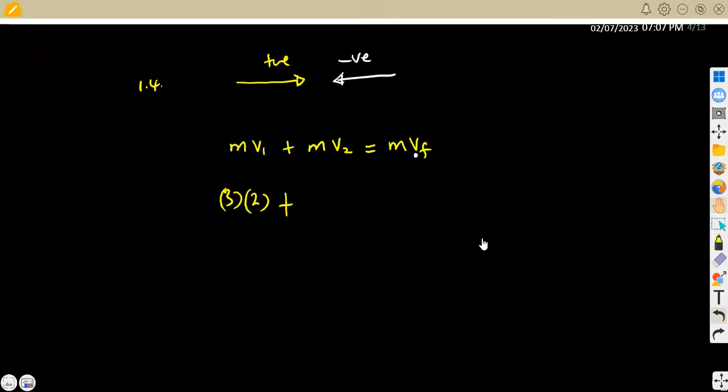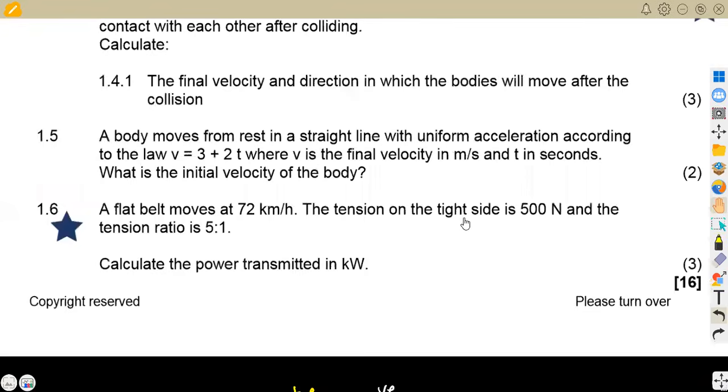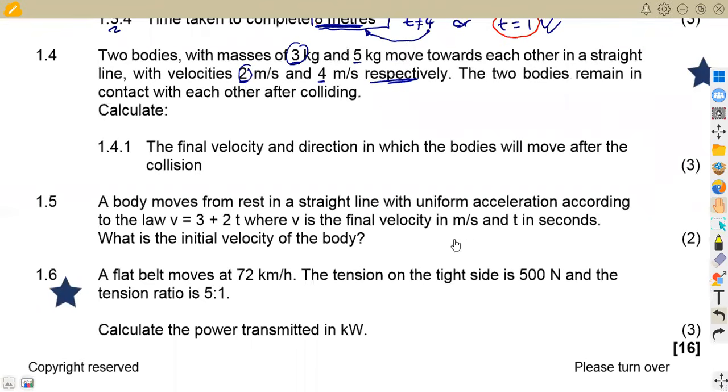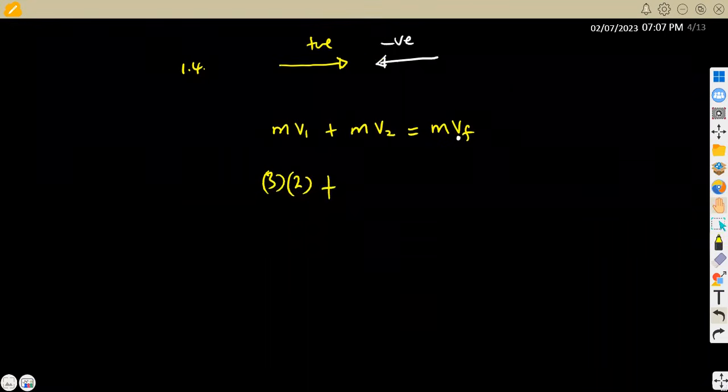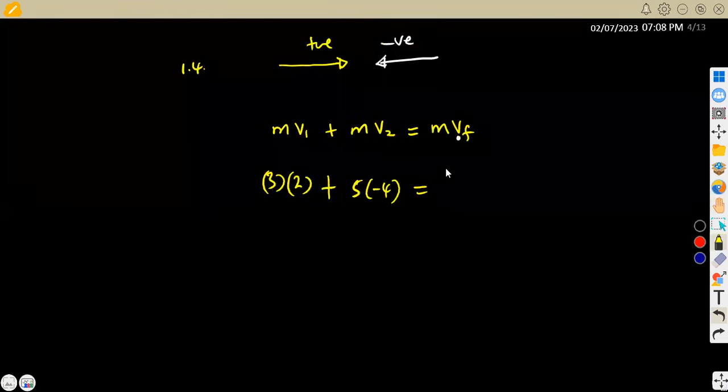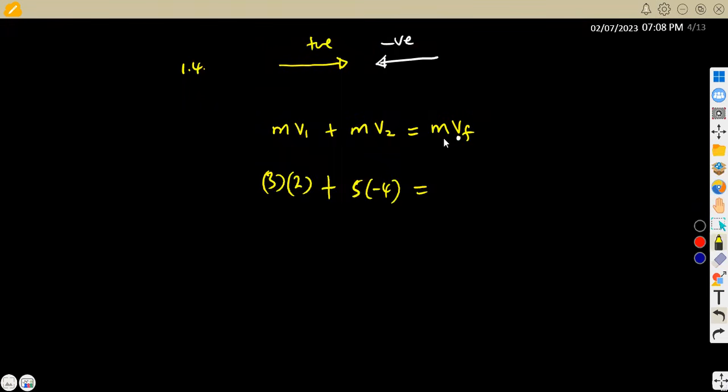Let's see what we are given there. We are given 5 versus 4, so it's going to be 5 times negative 4. The velocity is the one that you use as a negative, okay? So that's 5 times negative 4. This is equivalent now to the total mass. Let me write it as MT, the total mass, because they collided, they are now moving in one direction together. So you add the masses, which is 3 plus 5, that is 8, times the final velocity that we do not know.